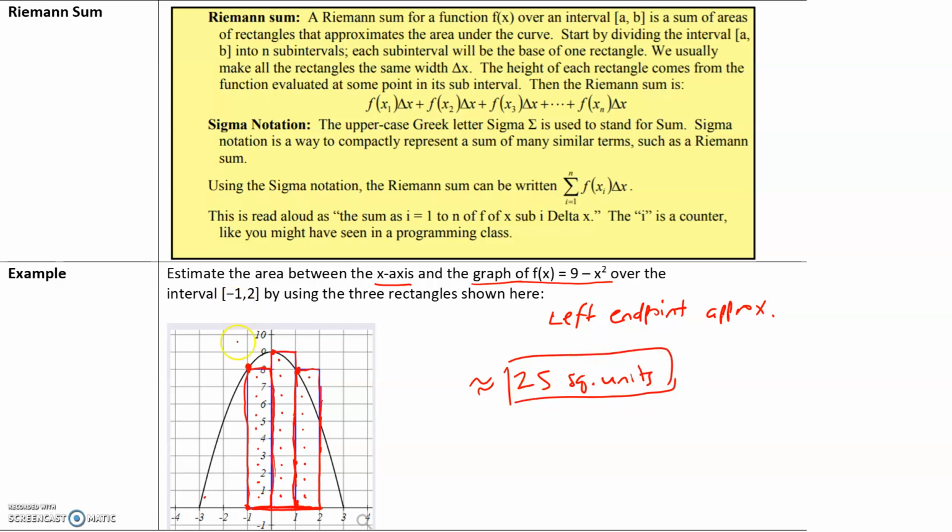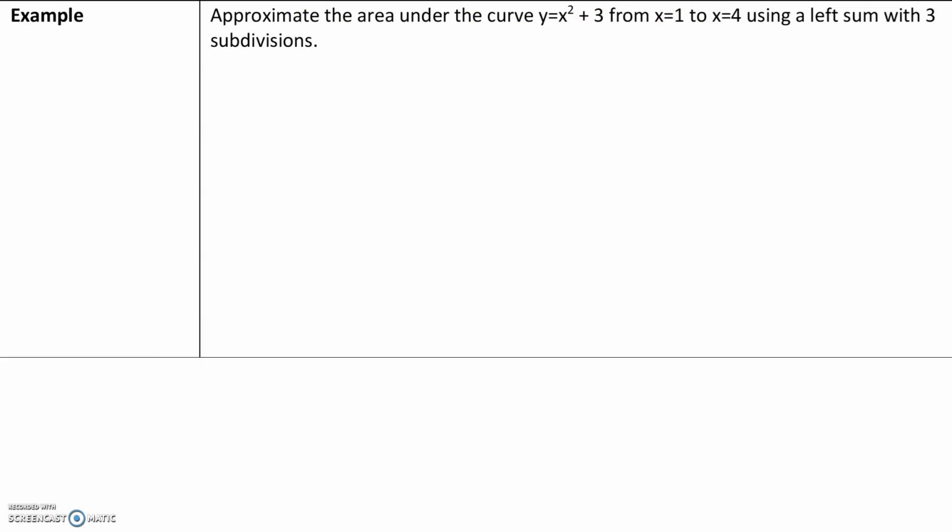Okay, so start at -1, go all the way up to the graph until you hit it, then go to the right, come down. Then go to 0, go all the way up to the graph, go to the right, come down, etc. The next example, we'll start this and finish this in class.